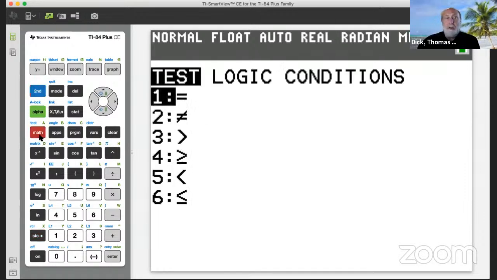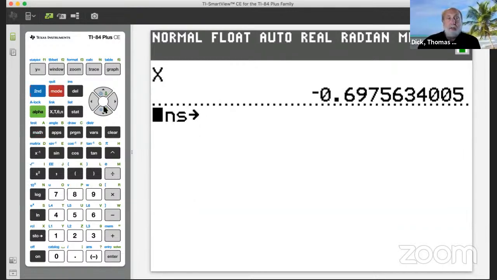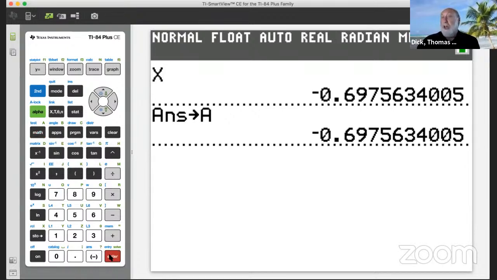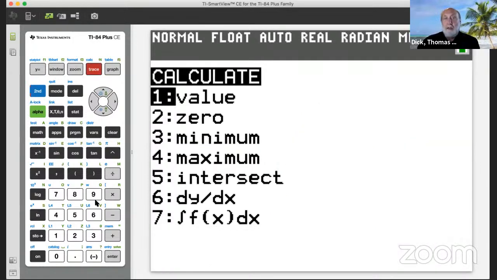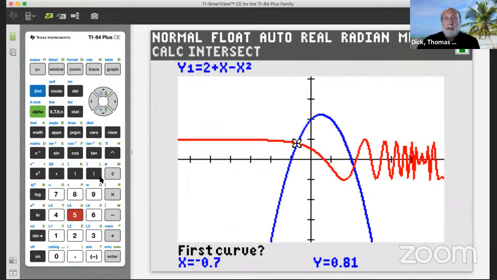I'll just call it, oops, I think I just hit a wrong key here. We want alpha A. So I'm going to store that value and all that accuracy into A. Okay, now it's there safely. I'll go back to my graph. I'll pull up the calculate menu again. I'll do intersect, blue curve first, red curve next.